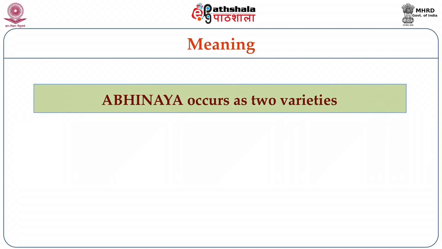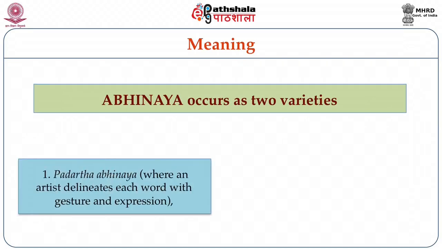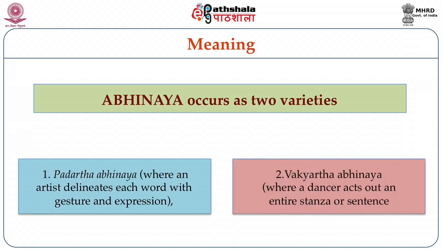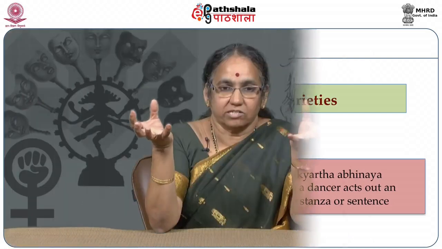Abhinaya mainly occurs in two varieties. Padartha Abhinaya, where the artist delineates each word with gesture and expression. Vakyartha Abhinaya, where the dancer acts out an entire stanza or a sentence. Padartha is where only a single word is enacted, and Vakyartha is where the whole sentence with its meaning is enacted. These are the two varieties of Abhinaya.